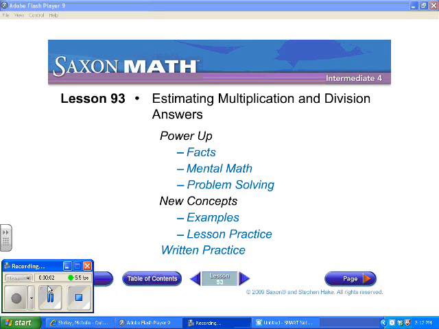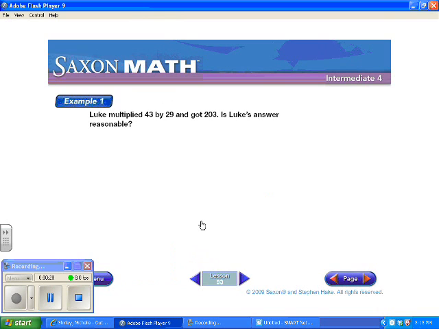Okay, Saxon 4 Math students, we are ready for lesson 93, estimating multiplication and division answers. And this is very helpful in making sure that your exact answers are reasonable. And that's something that you should always do. With our big testing coming up, you should always ask yourself when you've made your final choice, does this make sense? Is it reasonable? So this skill will help you with that. So let's look at some examples.